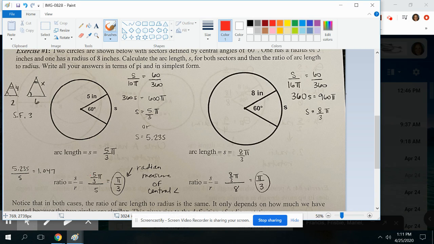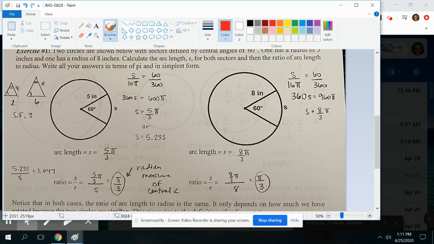We like things to be exact in upper level mathematics. So 5/3 divided by 5, goodbye to the 5s, they cancel. You have a 1/3, so you get pi over 3. And that's just our radian measure.